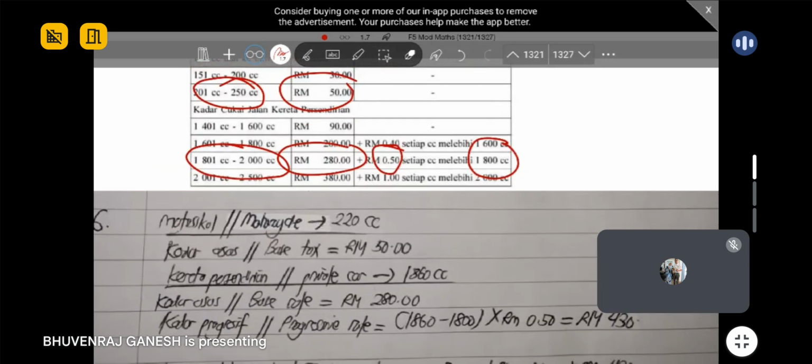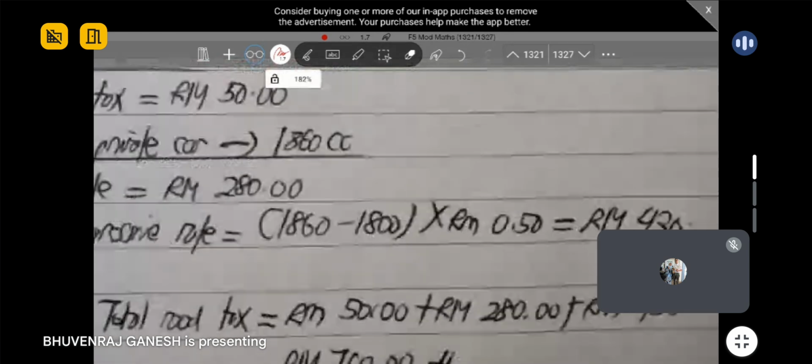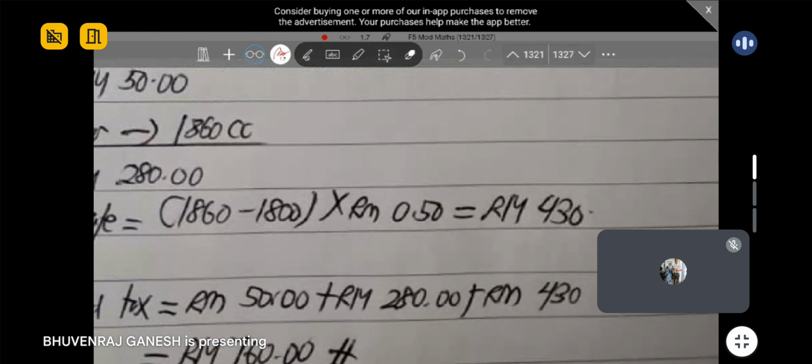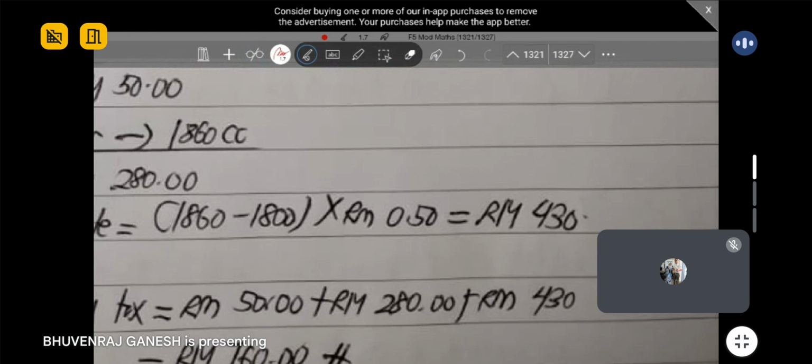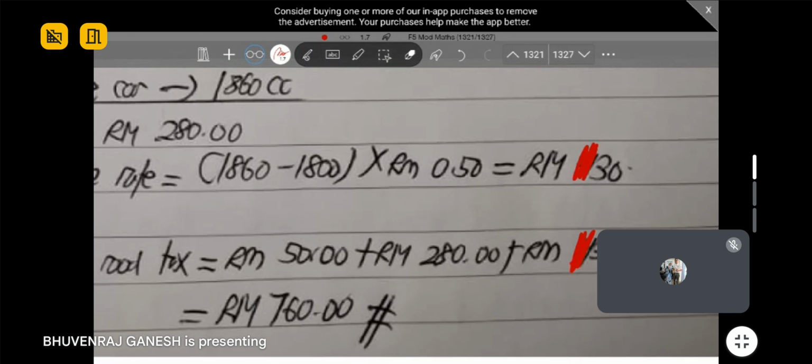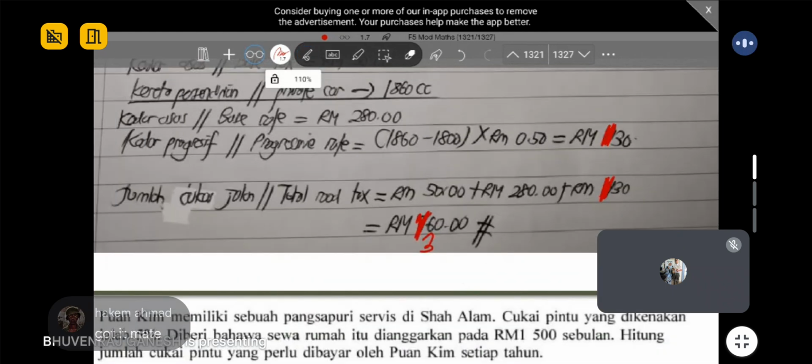Hey, wait. Over here, I think got mistake. This one I write wrongly. This one should be 30, not 4. There's a mistake here. This one should be 30. So correct the answer, guys, so that you won't write the wrong thing. Guys, are you clear for this question? Boleh faham? Can? Good.